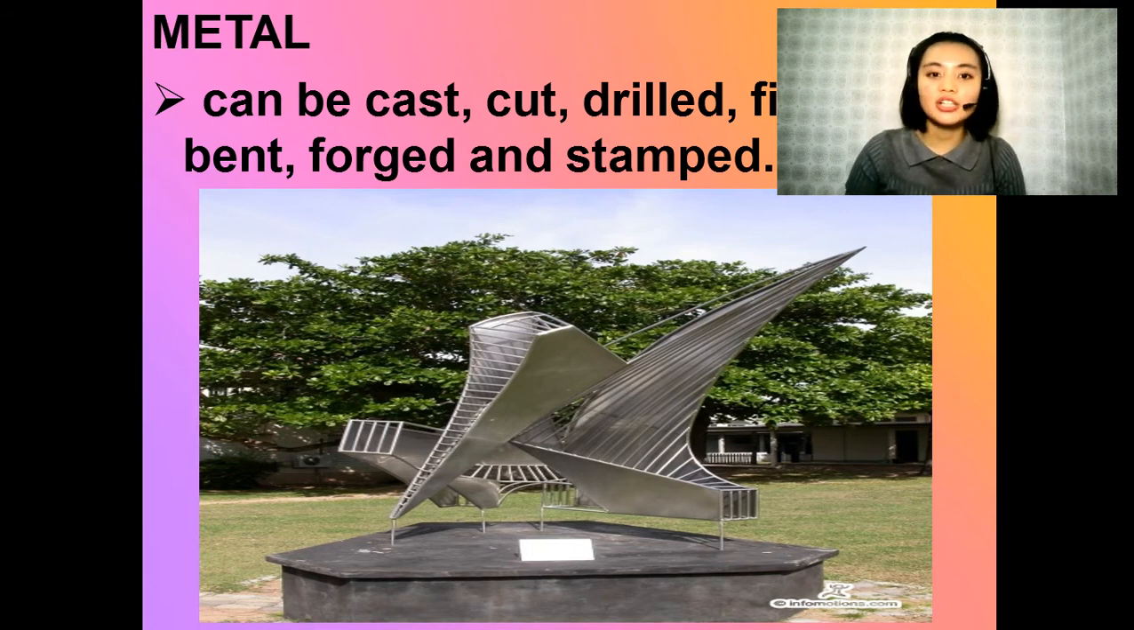So, yun nga, pwede natin siyang gupitin, pwede siyang i-drill, pwede natin siyang i-cast. So, tutunawin natin siya, tapos ibubuhos natin siya sa hulmahan para susundan niya yung kung ano mang hugis ang gusto niya. So, ayun. So, it could be forged then and also it could be stamped. Okay? So, it's easier than stone and ivory actually. So, metal is easier to manipulate as a material for sculpture.